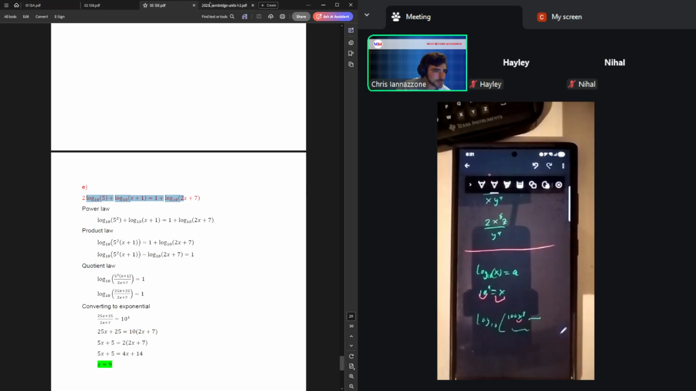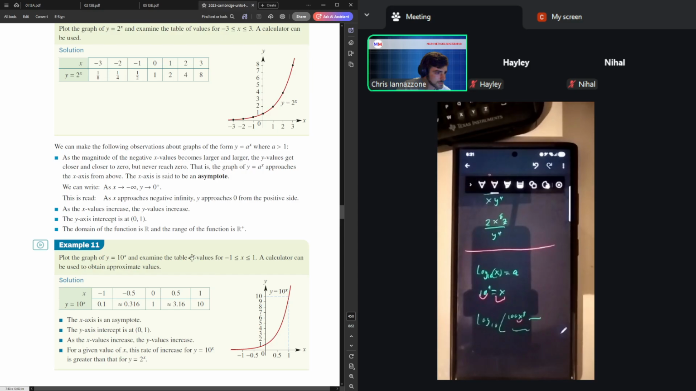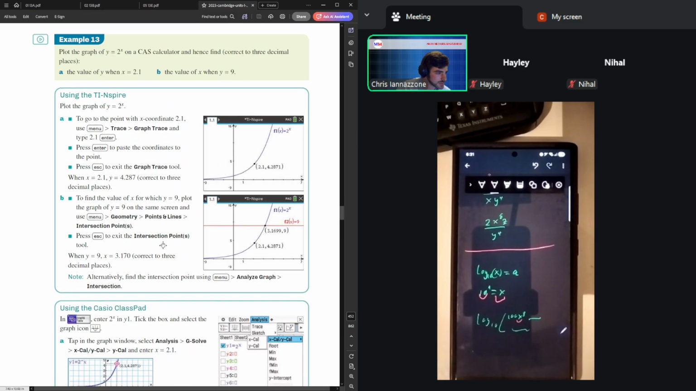Okay, what are we actually doing here? What does it say? Oh, this is all the way on 13e.